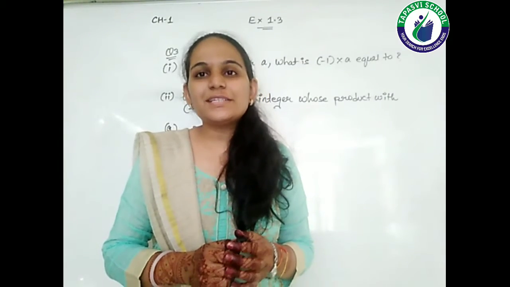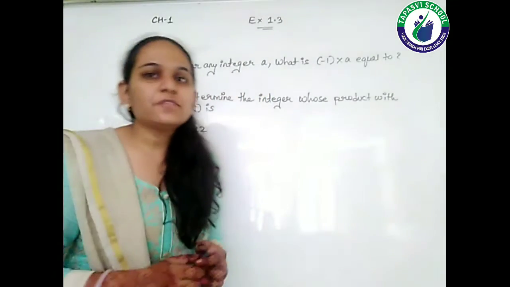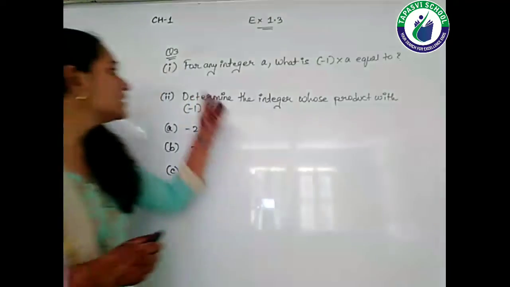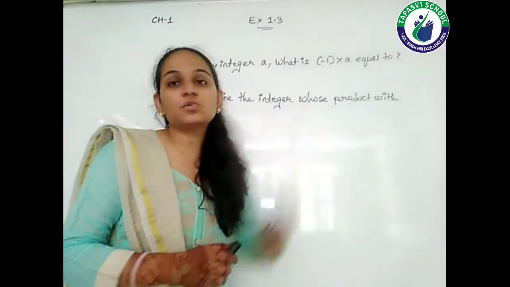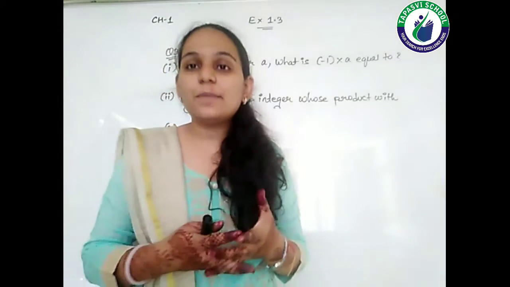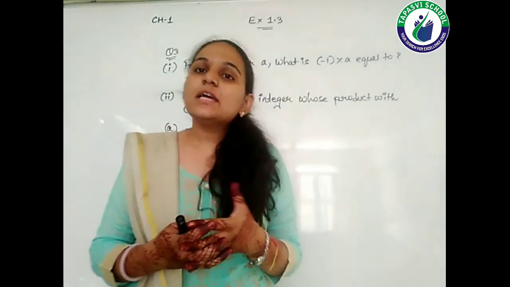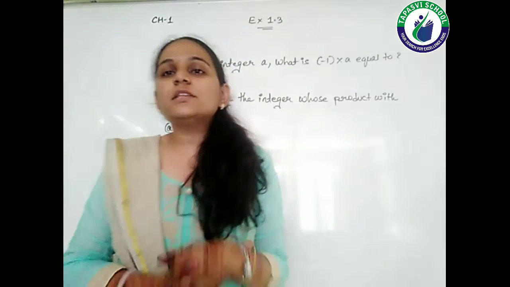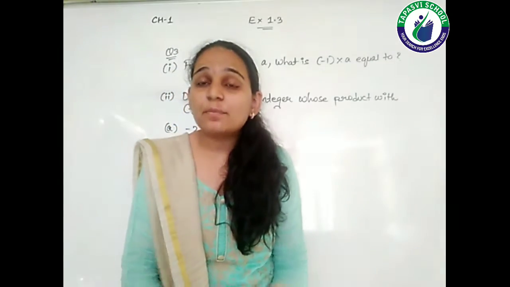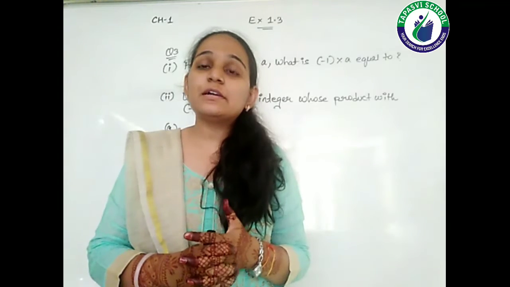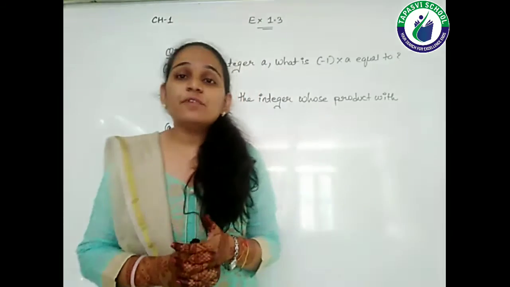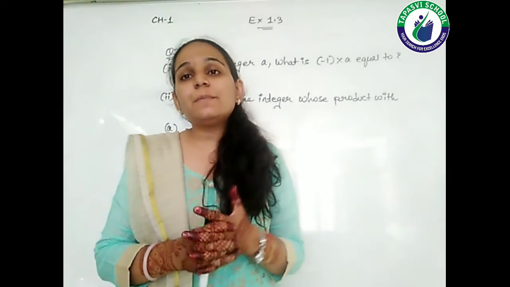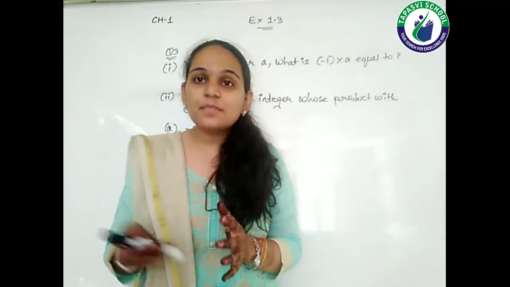Okay students, now let's see the question number 3. Right? First question, for any integer a, what is minus 1 into a equal to? That means we have to multiply minus 1 with a. Students, here you need to remember the multiplicative identity property, which we have already learned in the properties of multiplication of integers, where whatever integer you multiply with 1, you get the same integer back.